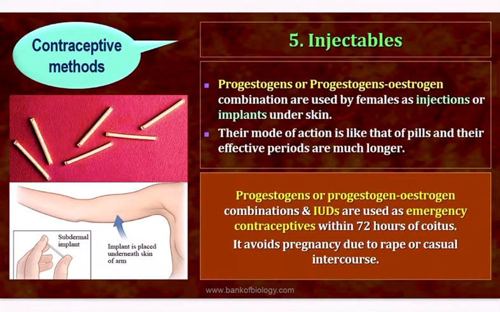Then injectables. These are something which can be injected. They are called injectables. So progesterones or progesterone-estrogen combination injections can be given. So these are used by females as injections or implants under the skin. We call it subcutaneous. You can see here the implant is placed underneath the skin of the arm. So these are subdermal or subcutaneous. Their mode of action is like that of pills, and their effective periods are much longer. So these are again safe.